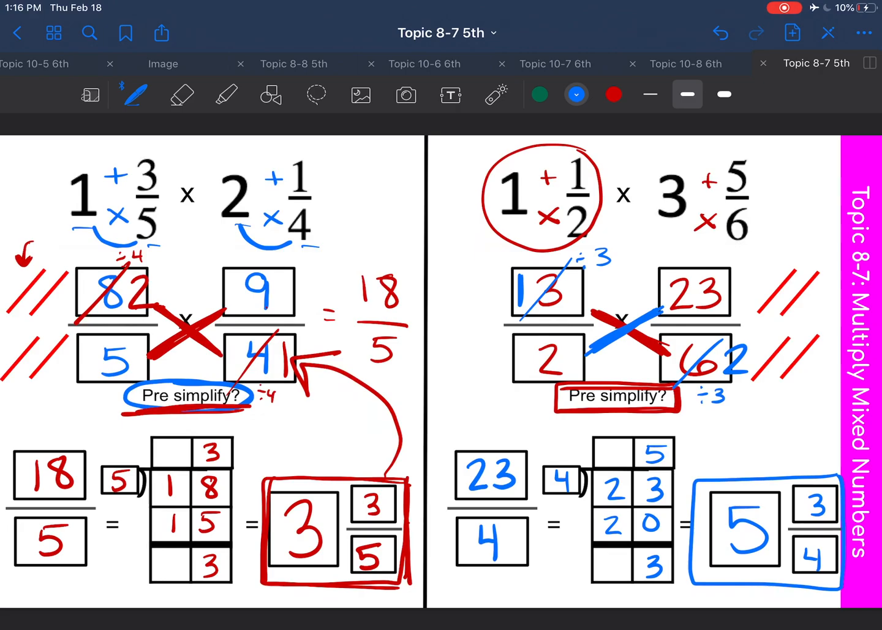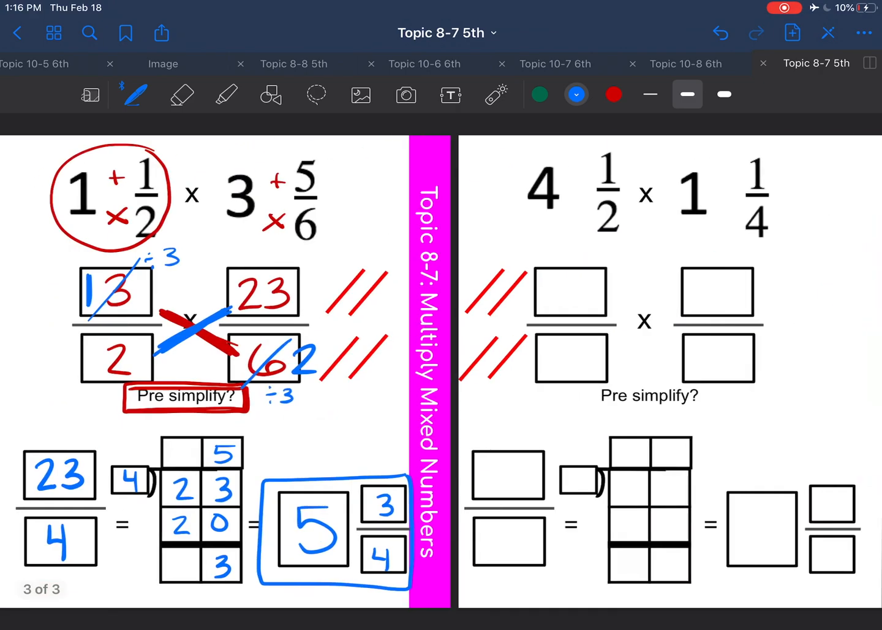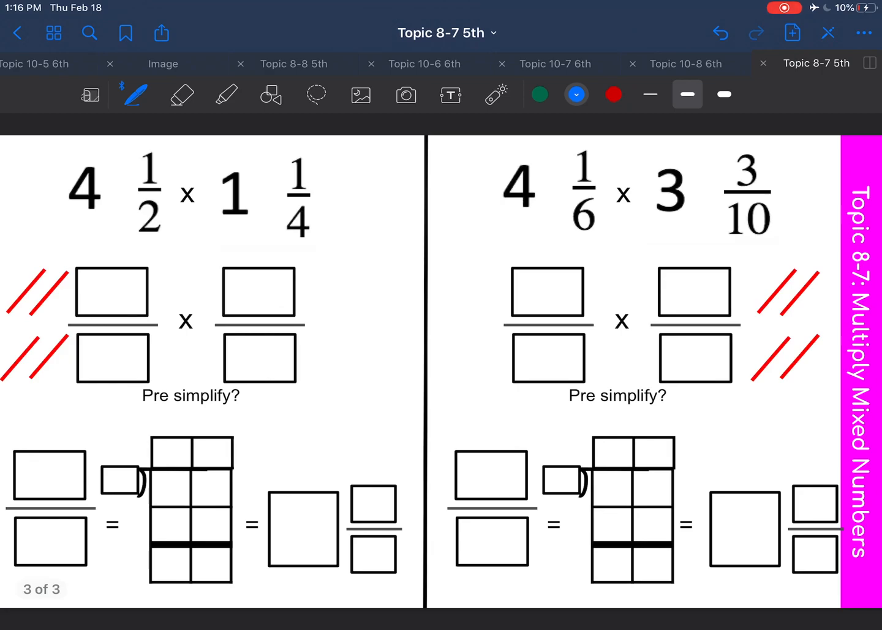So we just did a couple examples. What I want you guys to do is to complete this page. All right, so complete those 2 examples. First, convert them into improper fractions, and then you can multiply across, pre-simplify if it's possible, and get your final answer as a mixed number.